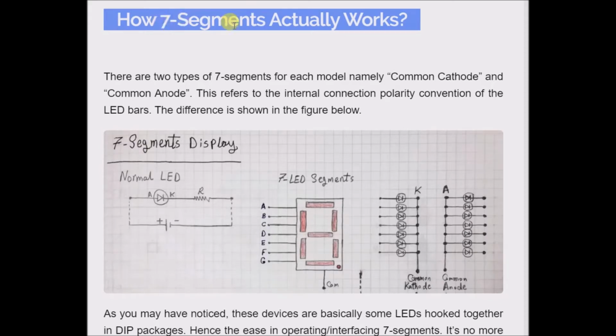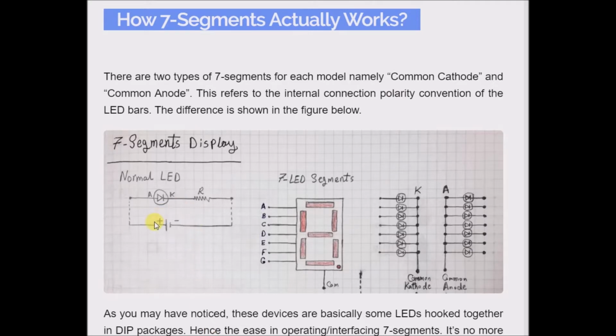How 7 segments actually work. There are two types of 7-segment displays for each model, namely common cathode and common anode. This refers to the internal connection polarity convention of the LED bars. The difference is shown in the figure below.